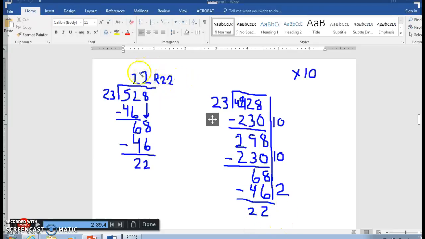So how do we get this other 22? Well, what we're going to do is we're going to add up our partial quotients. So we have 10 plus 10 is 20, plus 2 is 22. So our answer is 22, and we have a remainder of 22.